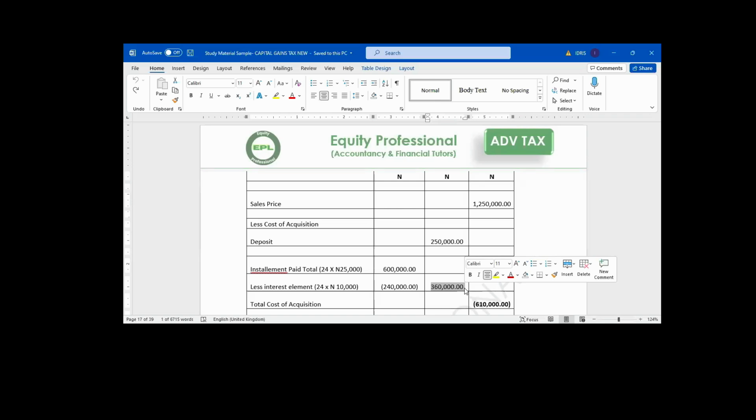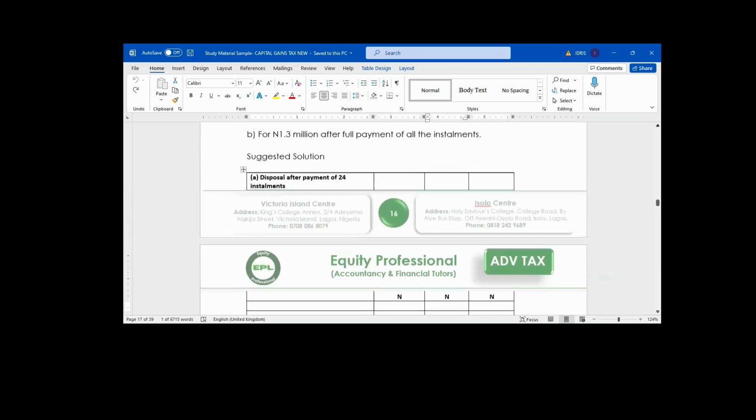Assuming it's the asset after payment of the full installments, we don't need to do it like this. What we need to say is that our cost of acquisition is the cash price. How much is the cash price of the assets?